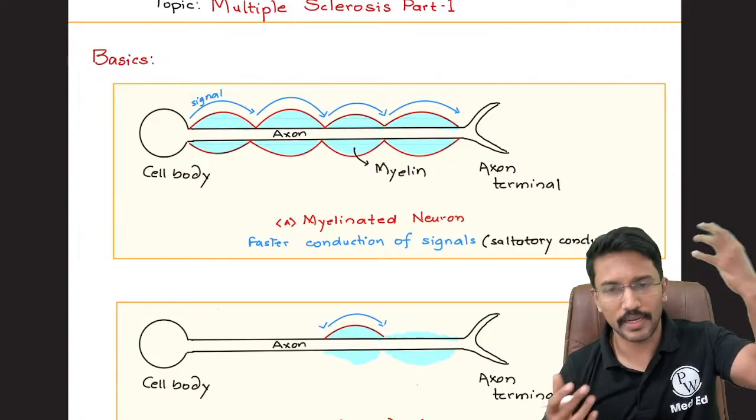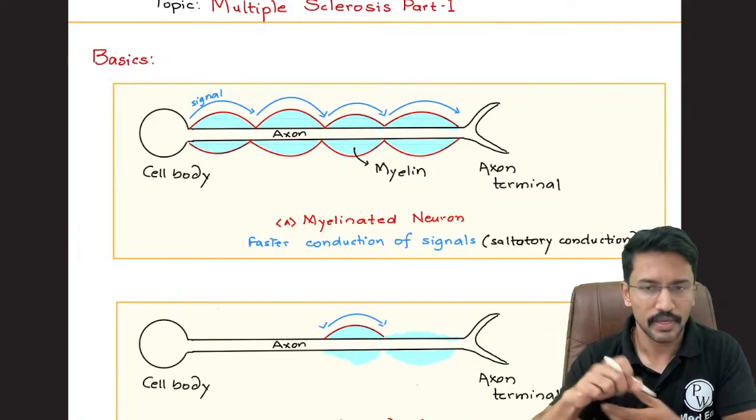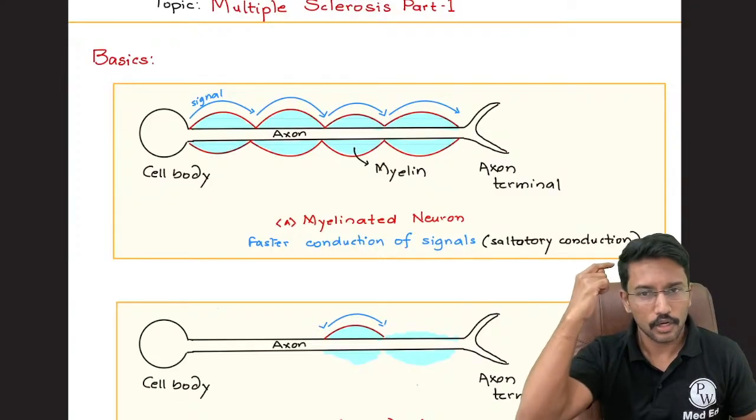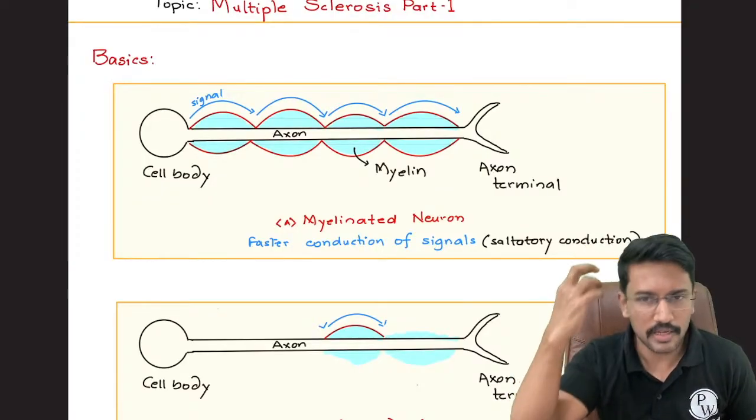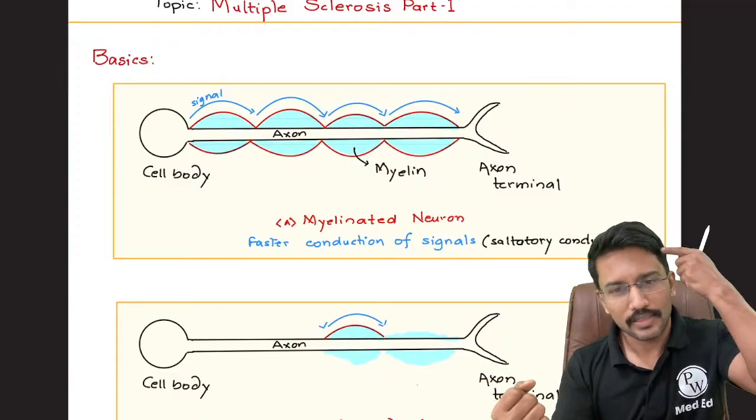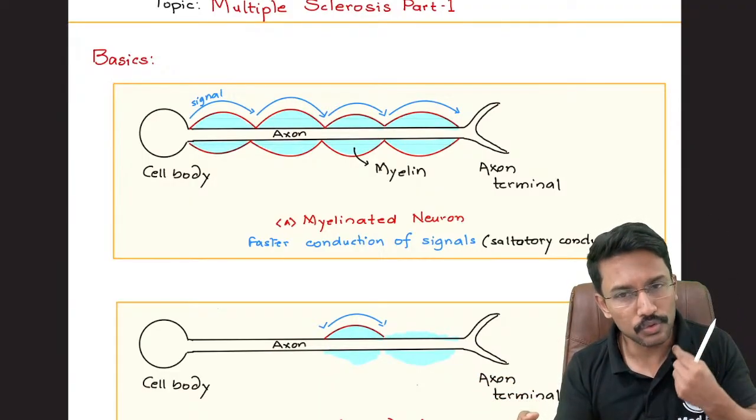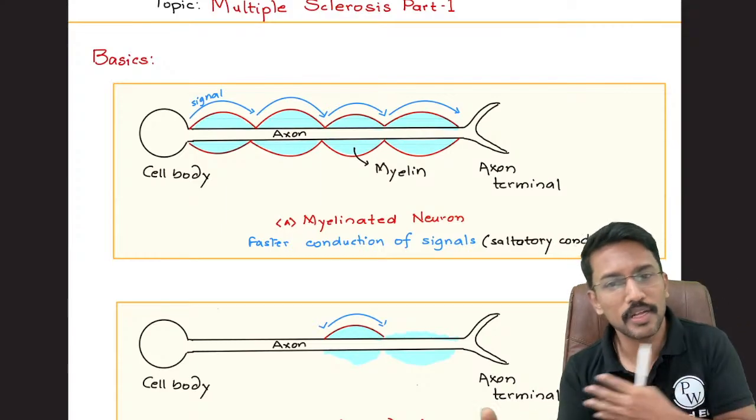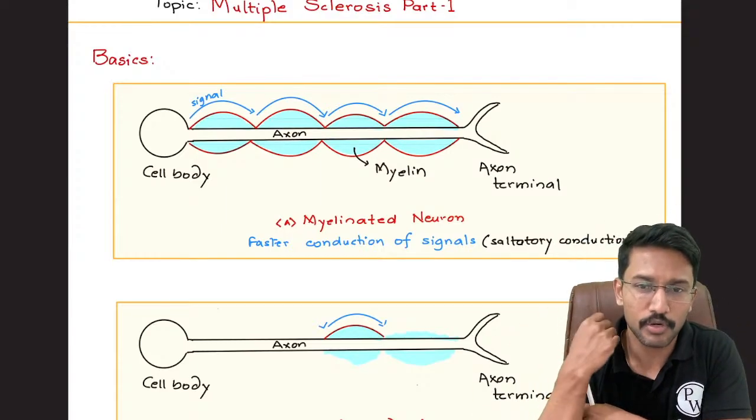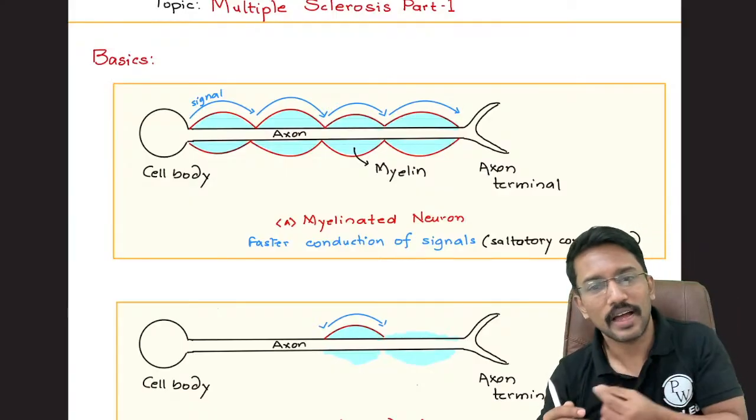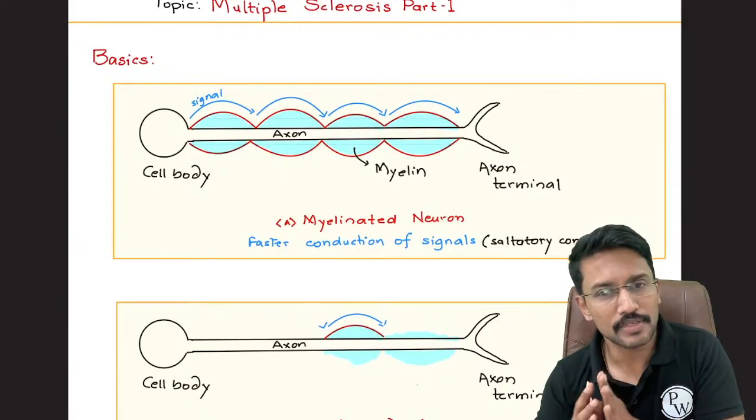Now, normally, when I have to move some body part or some muscle, I have to generate a signal, which is an electrical impulse in the cortex of the brain, right? The specific area is called the motor cortex because it is concerned with motor functions. That electrical signal will travel through the axons of the motor neurons to reach my neuromuscular junction, and then I will be able to contract my muscles. At what rate this signal will travel depends on the presence or absence of myelin.